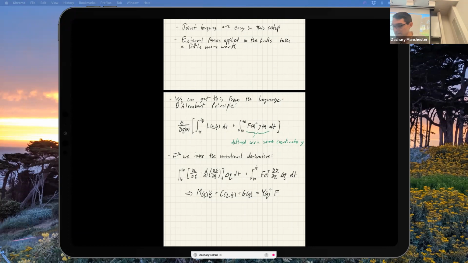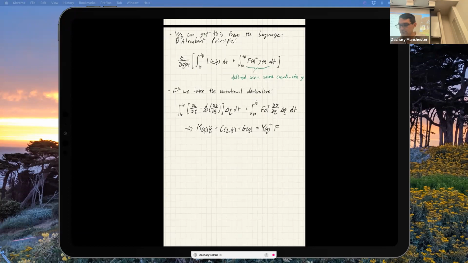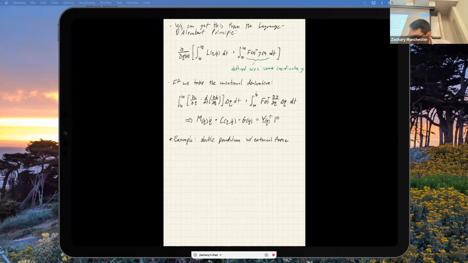Okay, back to this. So, double pendulum, with external force. That was sort of cartoony, but hopefully you get the idea. This works in 3D, etc. Okay, so now we're going to start talking about the 3D stuff.